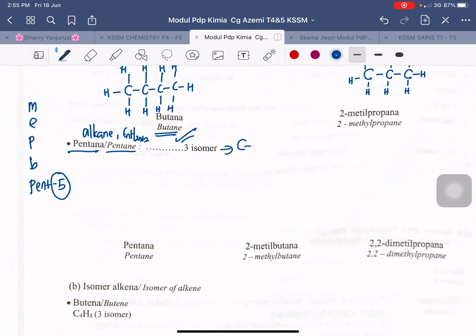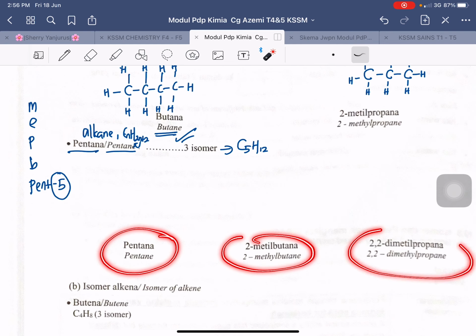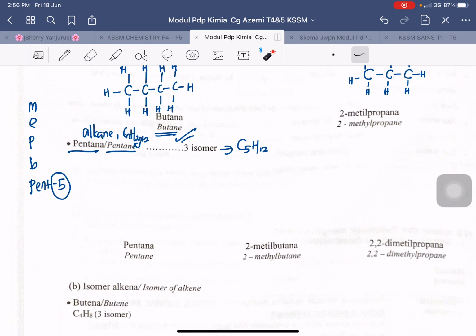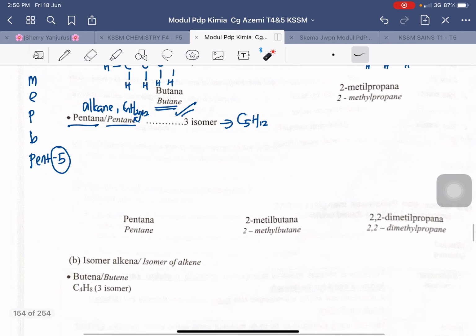Formula is C5H, 5 times 2, 10. 10 plus 2 is 12. So this is the formula, the chemical formula for pentane. And the book already tell you that there are 3 isomers for pentane. So how to draw? Seperti yang cikgu bagi tahu tadi, you start from the longest chain.